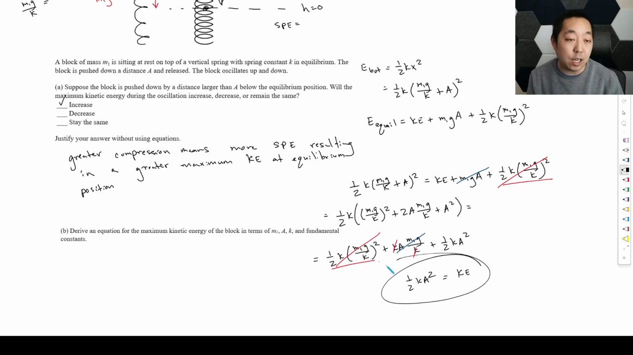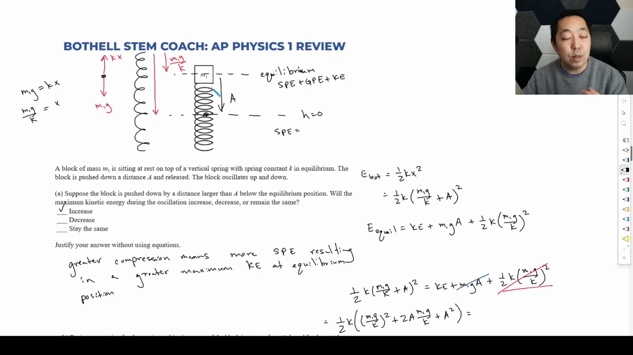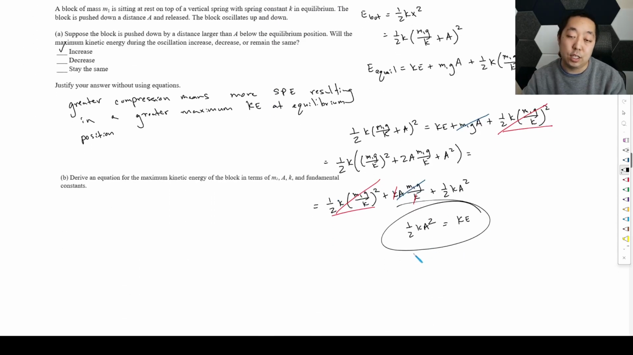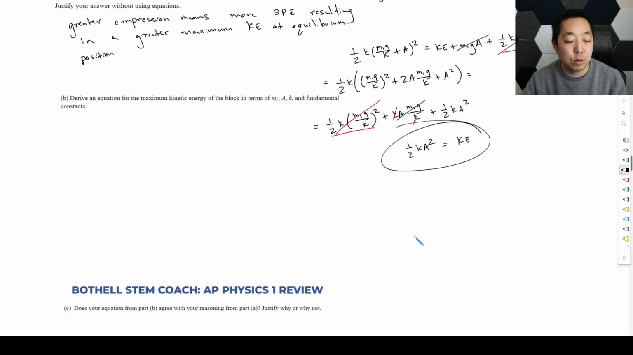Now you might think, oh, doesn't that mean the spring is compressed A? Not exactly. That's not how spring potential energy works. But in this scenario, based off of how the oscillation is going to work, that is going to be the kinetic energy. And that's a simplified expression, even though it was very complex. That's what we derived.